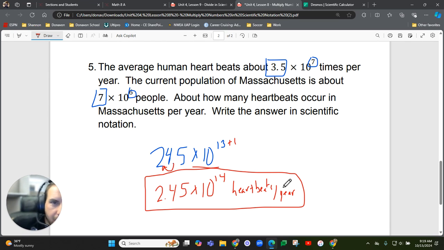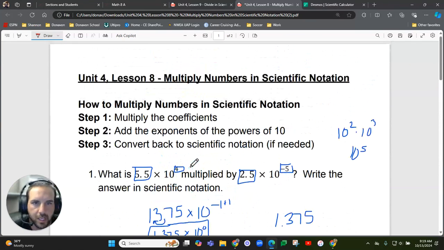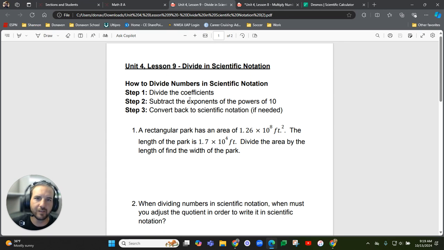All right, that is it for multiplying numbers in scientific notation. If you guys have any questions, by the way, in lesson 9, we're going to be dividing, which is literally the exact same thing. Of course, the only difference is instead of multiplying the coefficients, we divide the coefficients, but then everything else, the steps are the same.